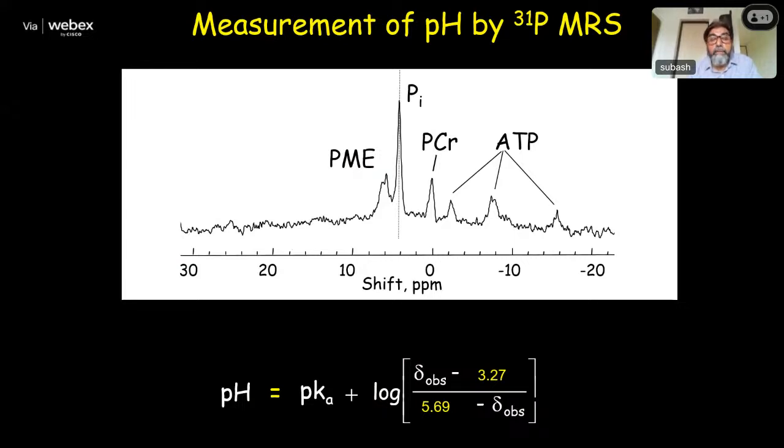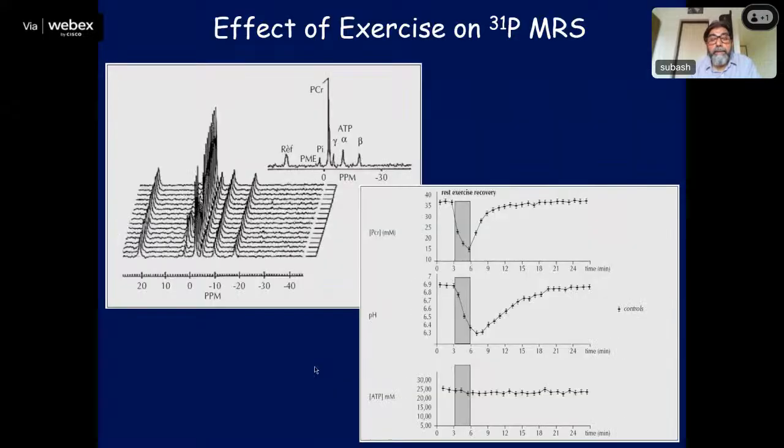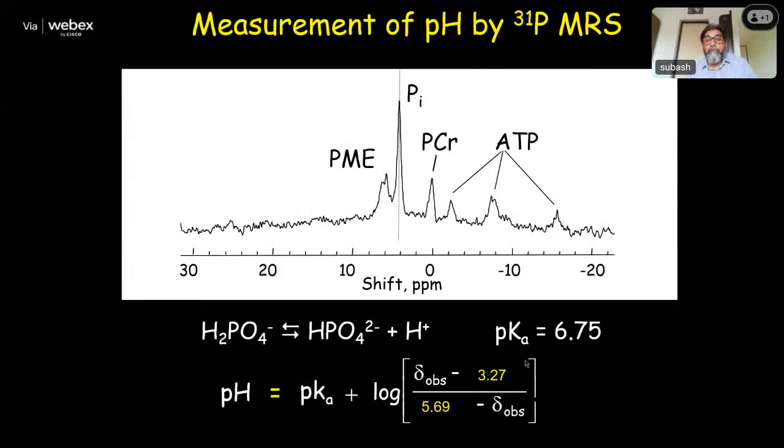Here it is showing how you can measure the pH of this muscle, and this is the formula for calculating the pH. Delta observed is the chemical shift of PI from the PCR, the difference between this peak and this peak. If you put it in this formula, you can calculate the pH of this muscle in that particular situation.